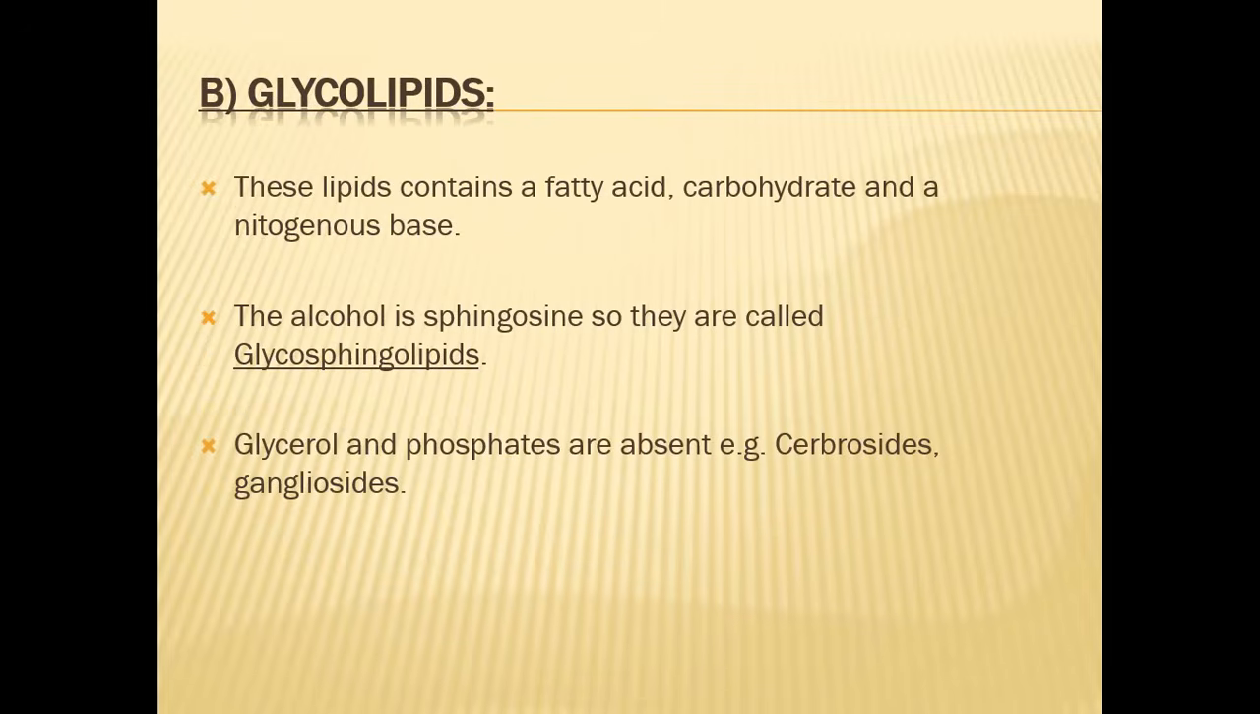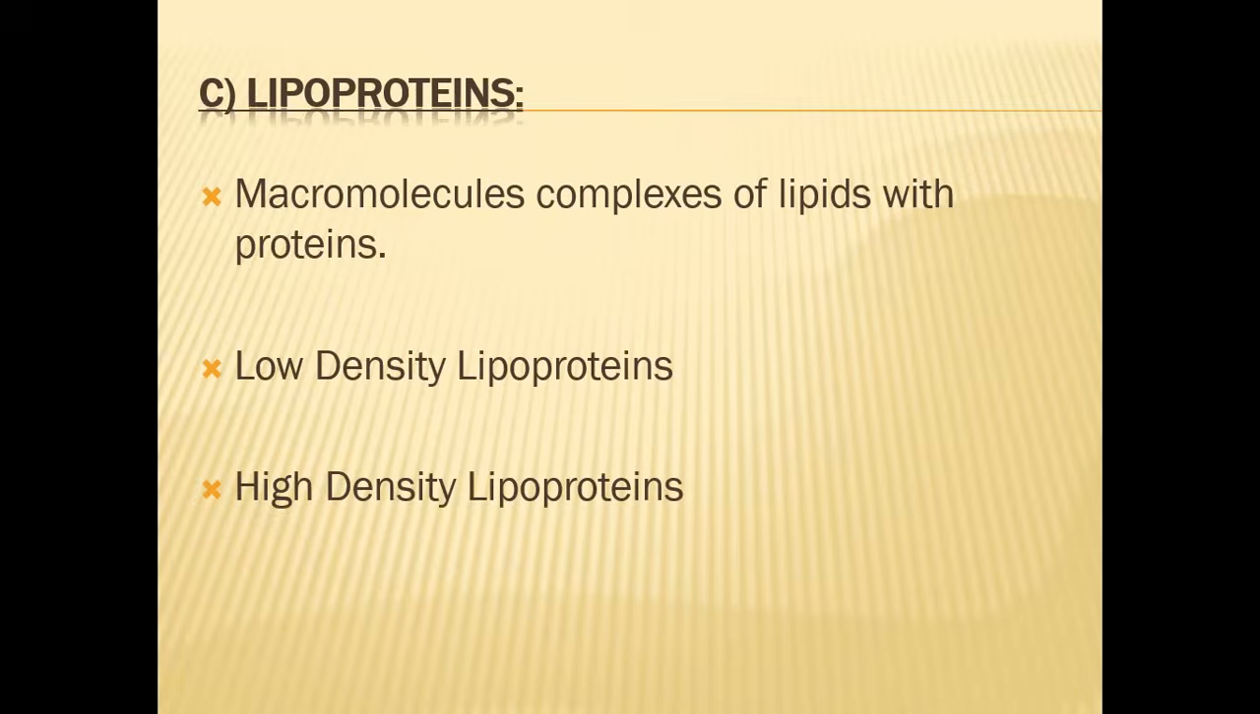Then we have glycolipids, of which we have only one example, that is glycosphingolipid, and glycerol and phosphates are absent. Their examples are cerebrosides and gangliosides. These are basically made in the brain tissue.